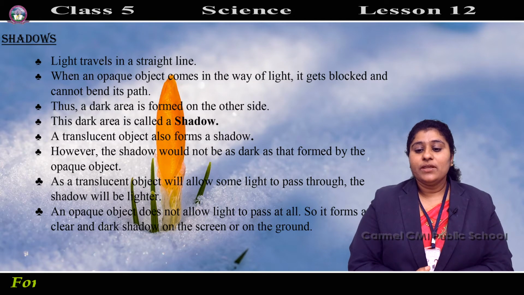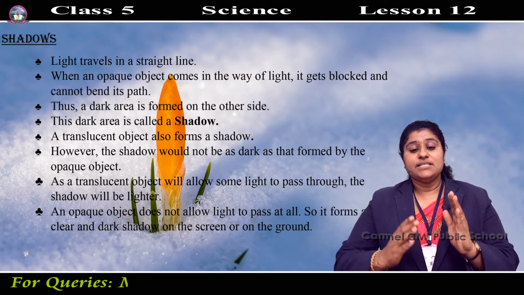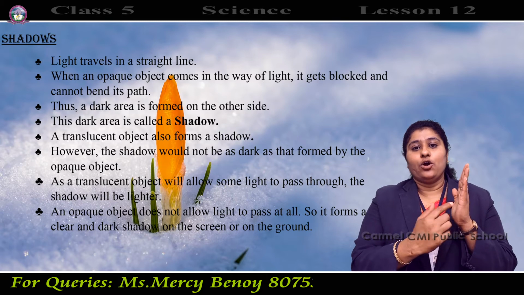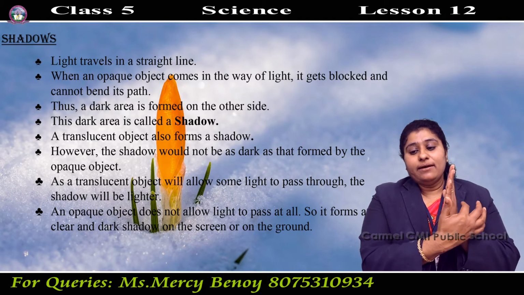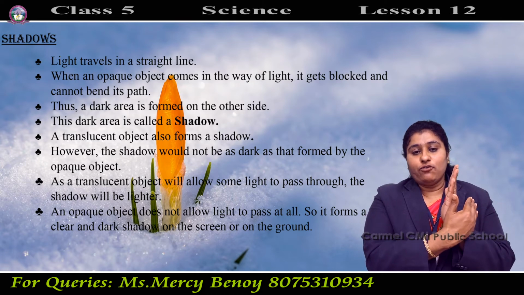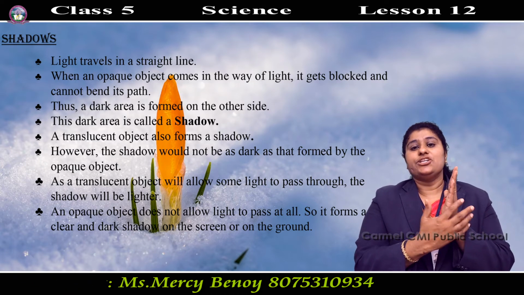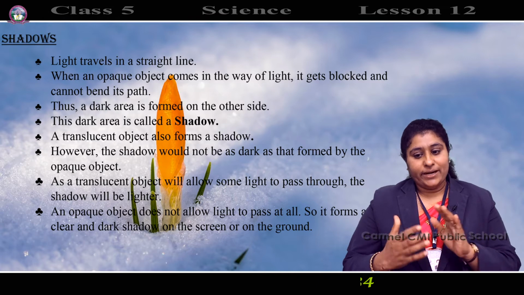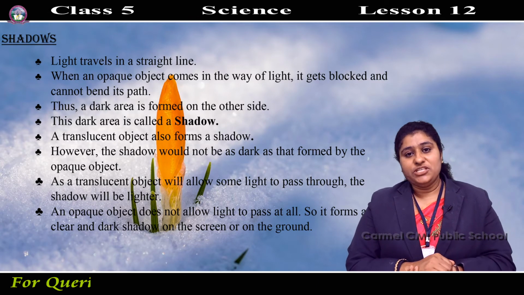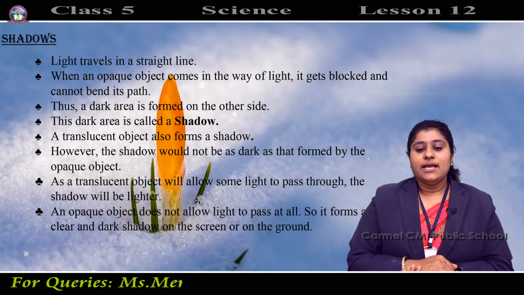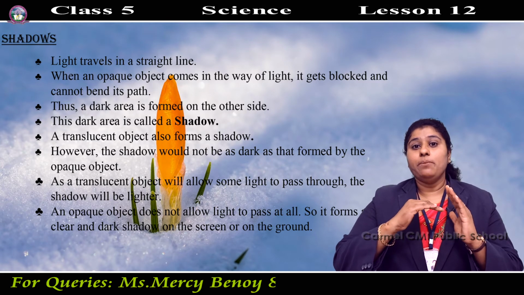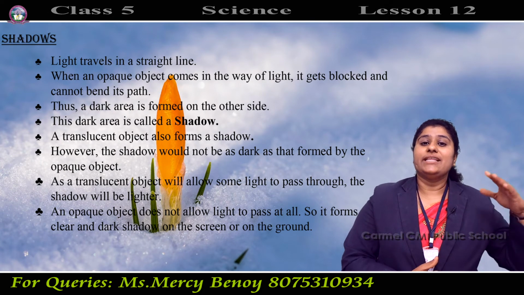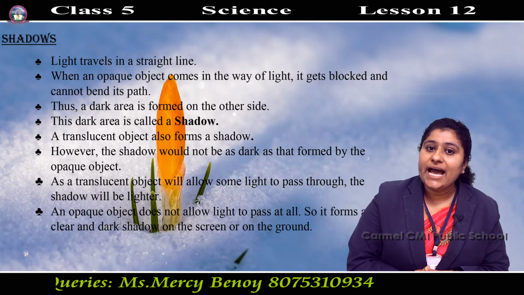So, what is a shadow? When an opaque object comes in the way of light, it gets blocked and cannot bend its path. So, a dark area is formed on this side. That dark area is called a shadow. A shadow will be formed on the other side. Understood? Did you understand? So, what is a shadow? When an opaque object comes in the way of light, it gets blocked and cannot bend its path. Thus a dark area is formed on the other side.